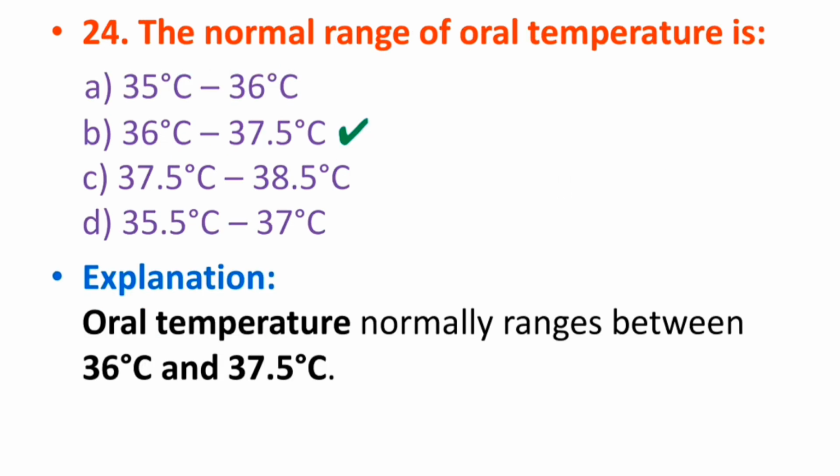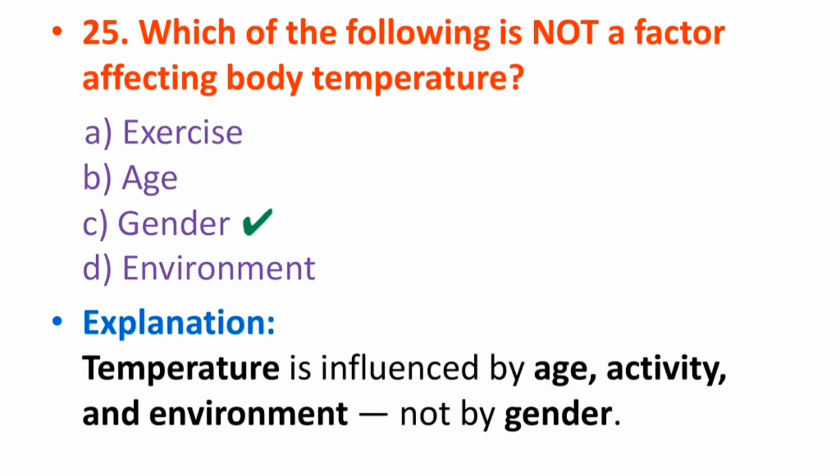The normal range of oral temperature: option A, 35 to 36 degrees Celsius; option B, 36 to 37.5 degrees Celsius; option C, 37.5 to 38.5 degrees Celsius; option D, 35.5 to 37 degrees Celsius. The correct answer is option B. Oral temperature normally ranges between 36.5 to 37 degrees Celsius.